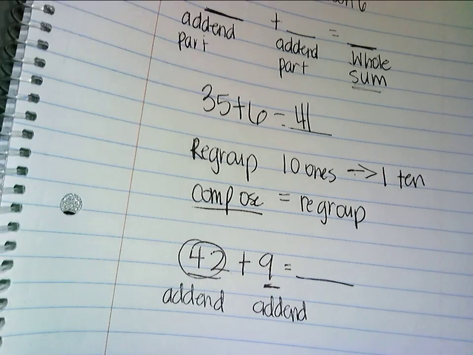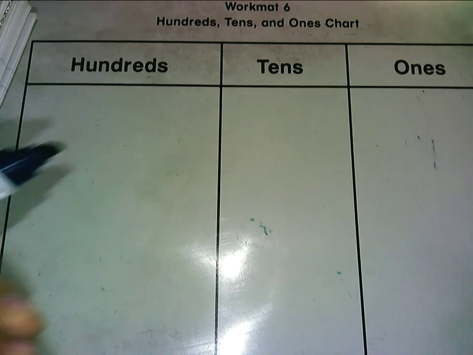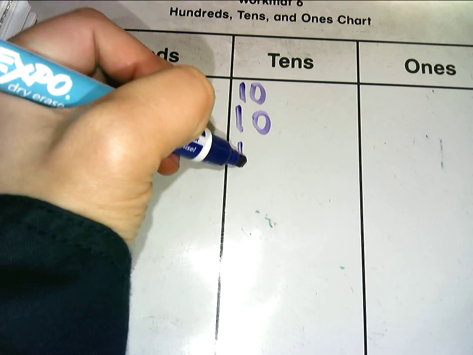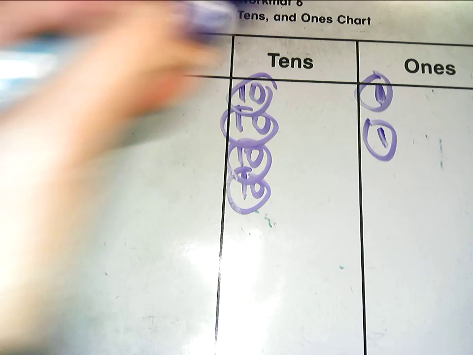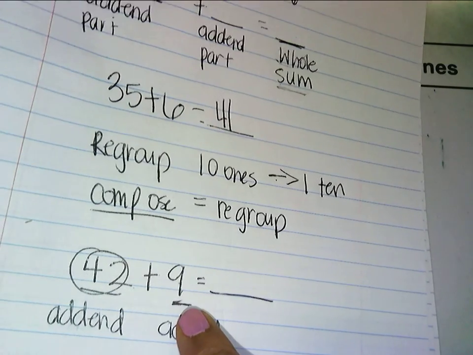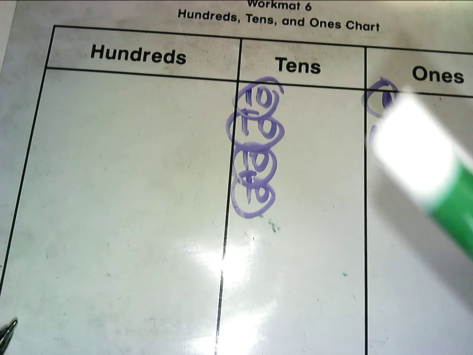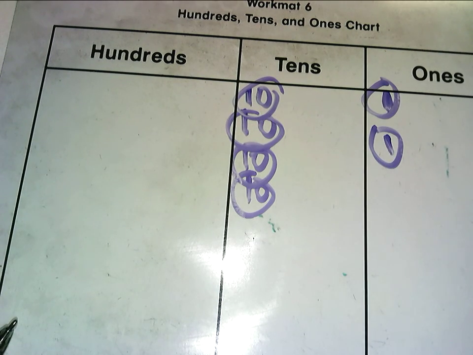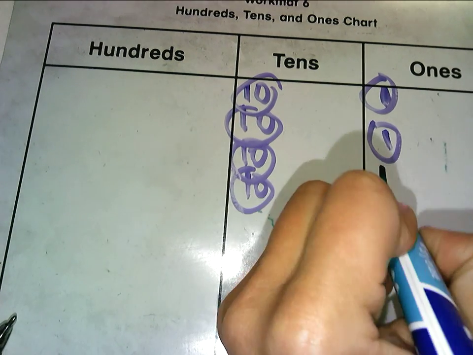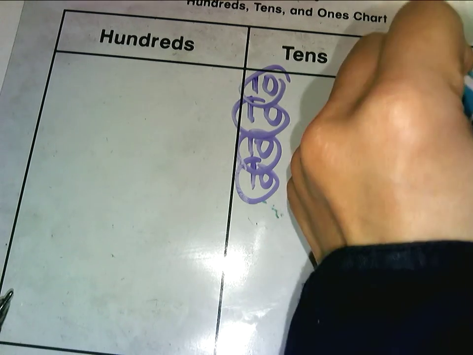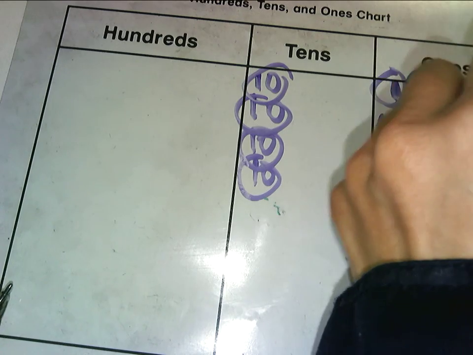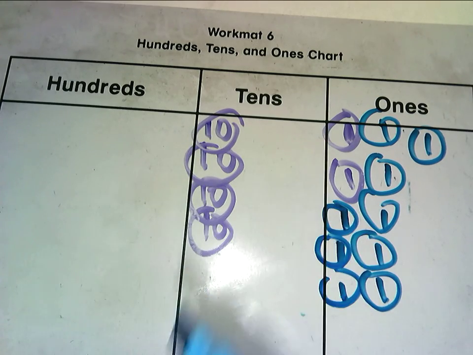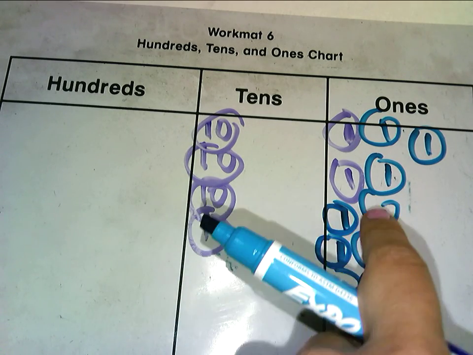Okay? So now we're going to represent 42 on our work mat. 10, 20, 30, 40, 4 groups of 10, and then the 2 ones. And then I'm going to add 9 to that. I'm going to continue on to make that 10 frame lineup. So 1, 2, 3, 4, 5, 6, 7, 8, 9. So I have 42, and then I have 9. 1, 2, 3, 4, 5, 6, 7, 8, 9.